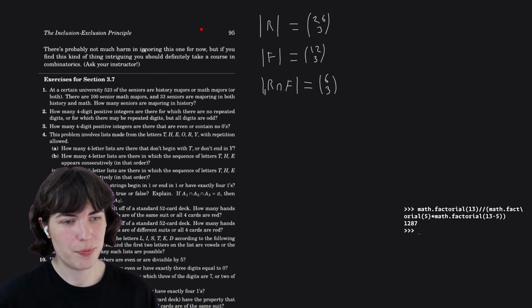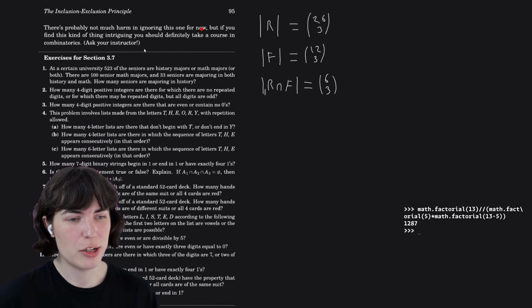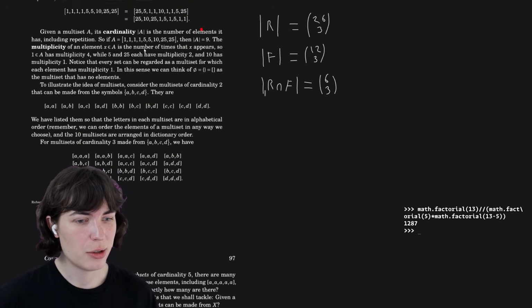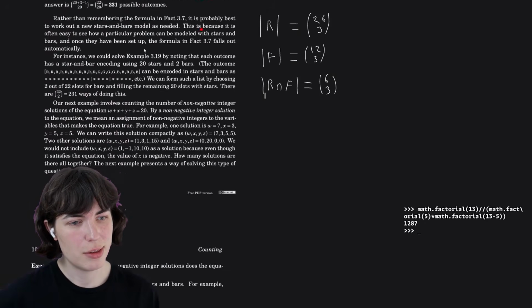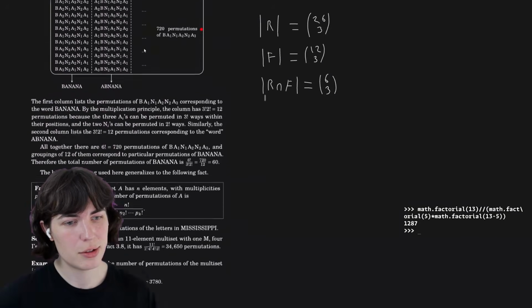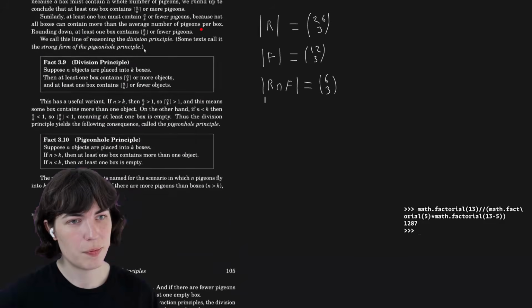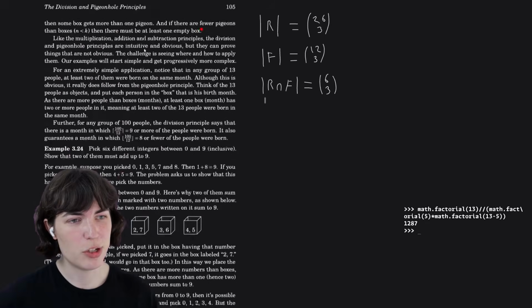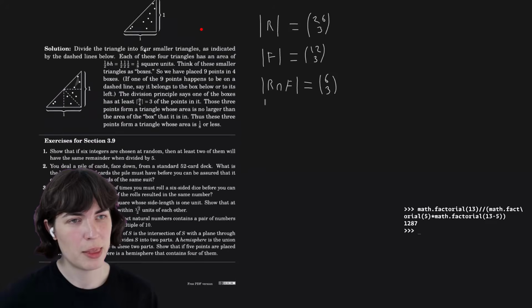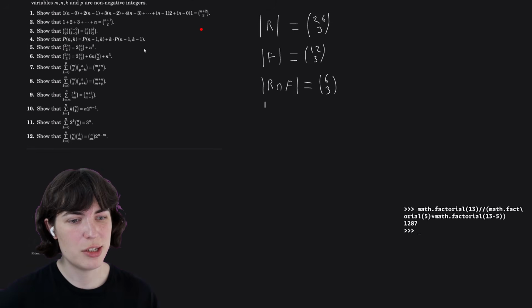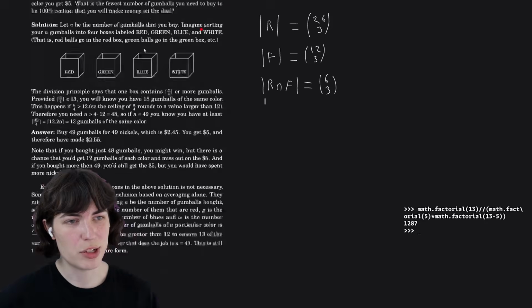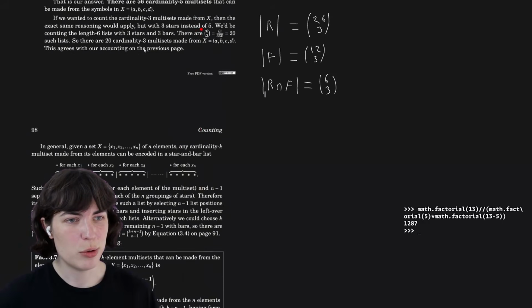Okay. I am not going to do all those. What comes after this? Multi-sets. And then it's division and pigeonhole principles. And then it's combinatorial proof. And then I think we're done with counting. Wow, that's been pretty awkward.